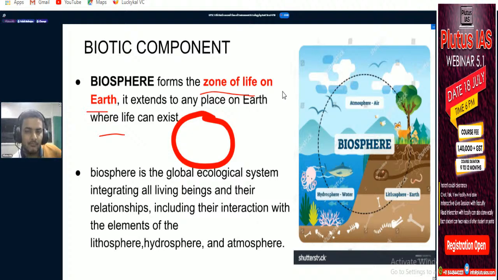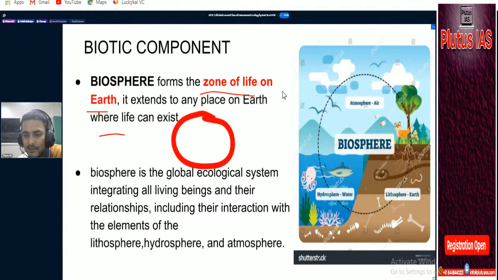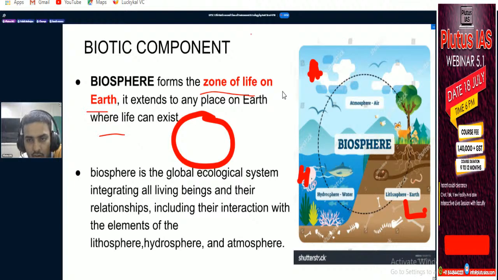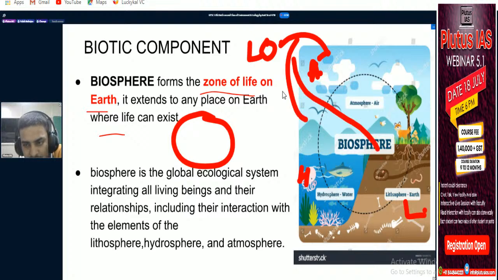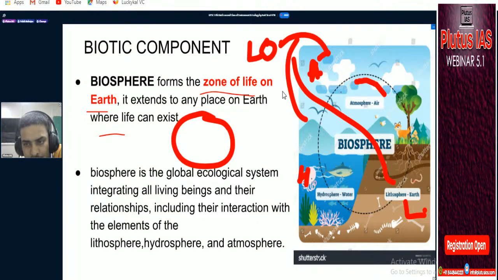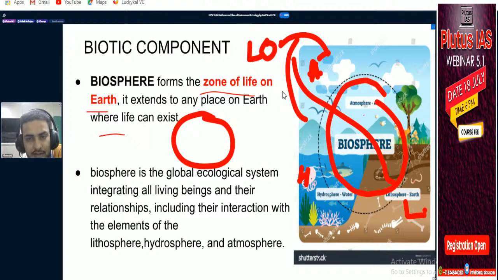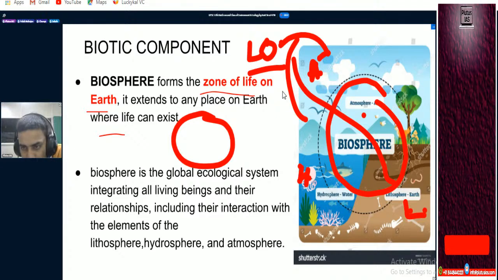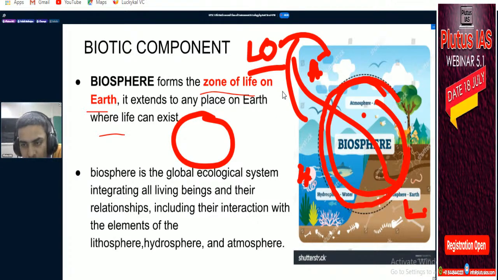So what is biosphere? Let me explain here in this figure. We had discussed atmosphere, hydrosphere, lithosphere, right? The integration of all living organisms and their interaction with these three spheres forms a zone of life which we call biosphere. The combination of these things forms this biosphere.